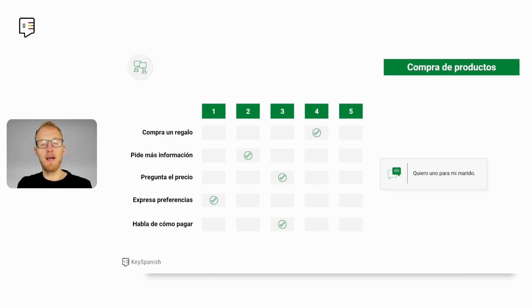In this last dialogue we have two functions being performed. The first one would be preguntar el precio, because he says, ¿cuánto es? And also they discuss how to pay. ¿Puedo pagar con tarjeta? And unfortunately they say no. No, el mínimo es 5 euros, lo siento. The minimum amount to pay for with card is 5 euros, I'm sorry.